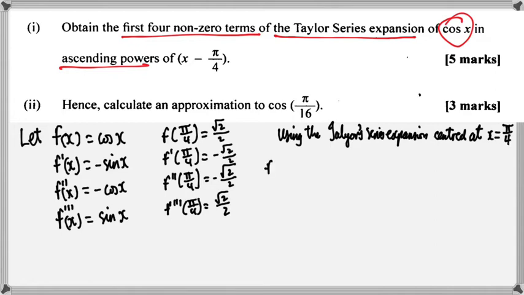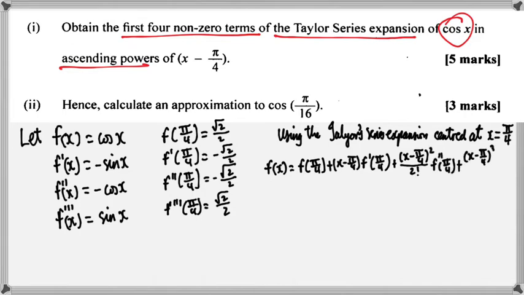And what we will get is this here. So we just plug in pi on 4. There's the general setup here. And I would step up to the term we now need. Remember, it's the first 4 non-zero terms. So that would be 1, 2, 3, 4, right? So that should be good there.